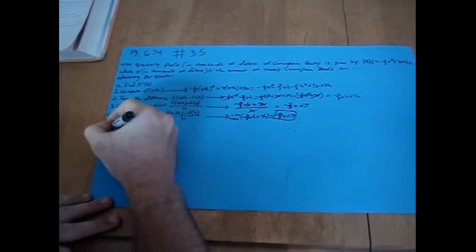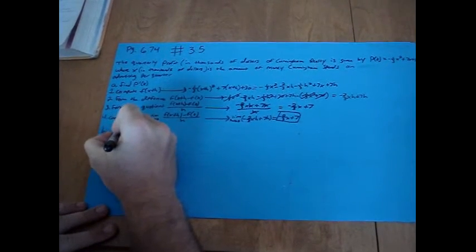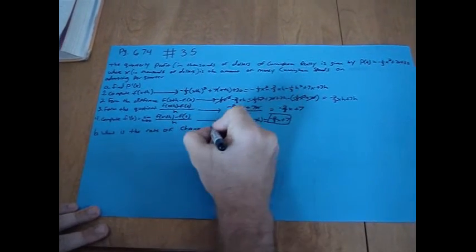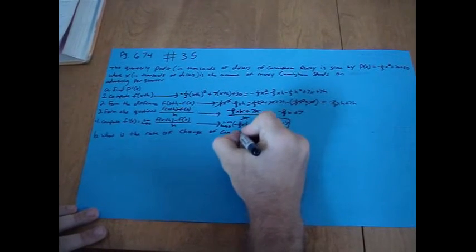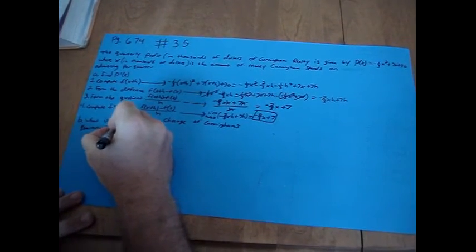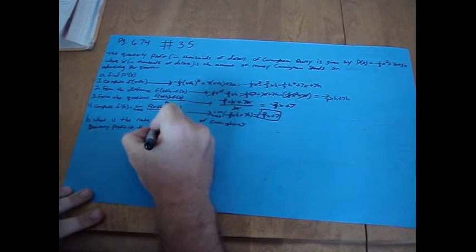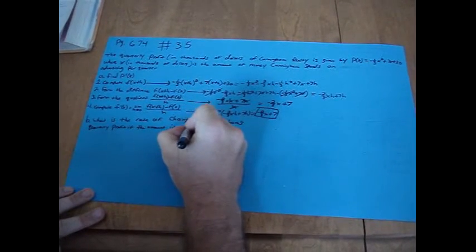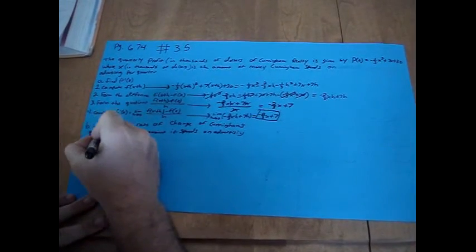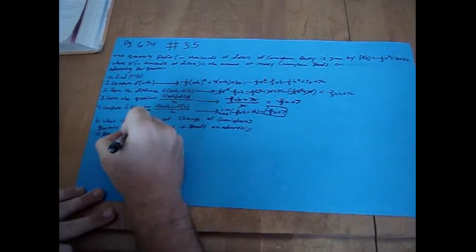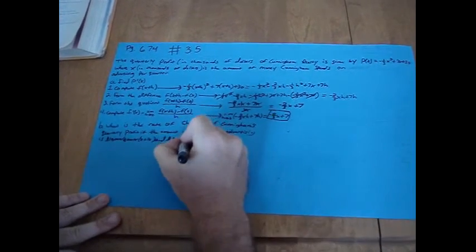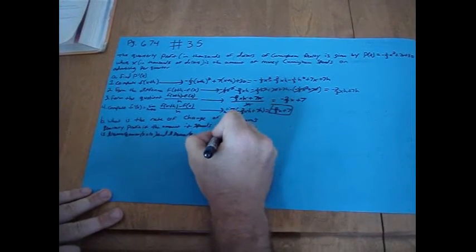And the second part of the problem, letter B, says what is the rate of change of Cunningham's quarterly profit if the amount it spends on advertising is $10,000 per quarter when x equals 10, and $30,000 per quarter when x equals 30.